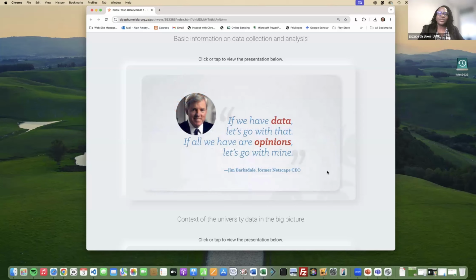I like this quote from Jim because he says, if we have data, let's go with that. If all we have is our opinions, let's go with mine. Gone are those days, and I think that is what Siyaphumelela is about. Gone are those days that we deal with our own intuitions. We need to start making data-driven, data-informed, or data-guided decision-making.